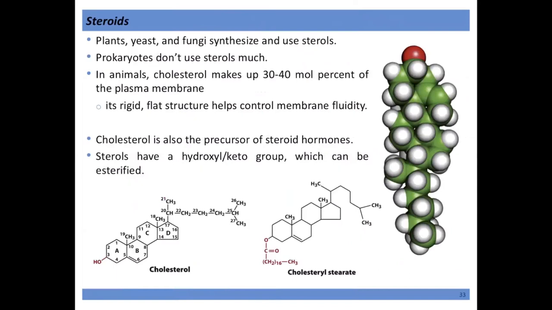So plants, yeast, fungi synthesize and use steroids. Prokaryotes don't use steroids as much, and in animals, we use it a lot. In fact, membranes, again, that we'll talk about soon, are 30 to 40% made up of cholesterol. And cholesterol ends up having kind of a flat, rigid structure, and so it's used to control membrane fluidity, which again, when we get into membranes, we'll talk a lot more about.